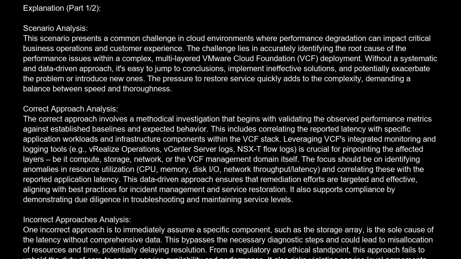Correct answer is C. Correlate the reported application latency with real-time and historical performance metrics from the VCF infrastructure, focusing on compute, storage, and network utilization and error rates.